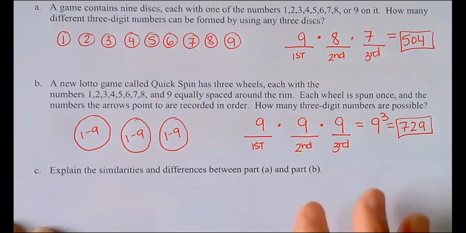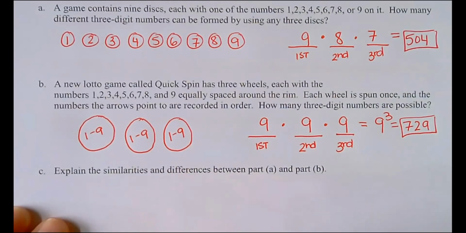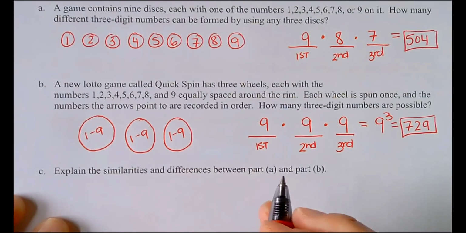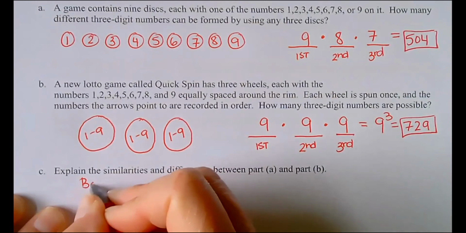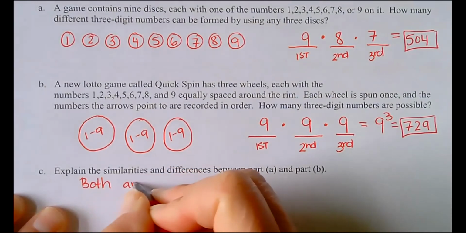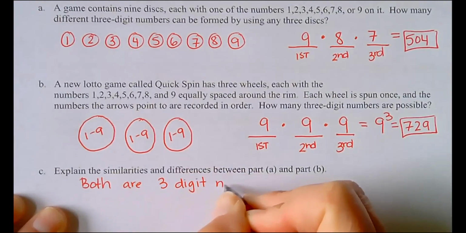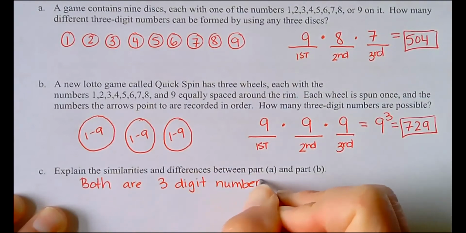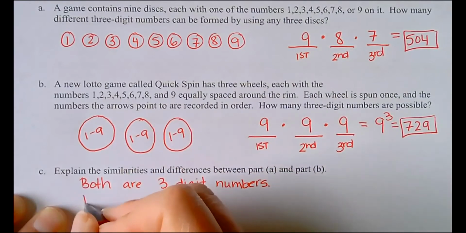So now on part C, it says, explain the similarities and differences between part A and B. So some of the similarities, both of them are 3-digit numbers. Both of them also are using the same digits 1 through 9.